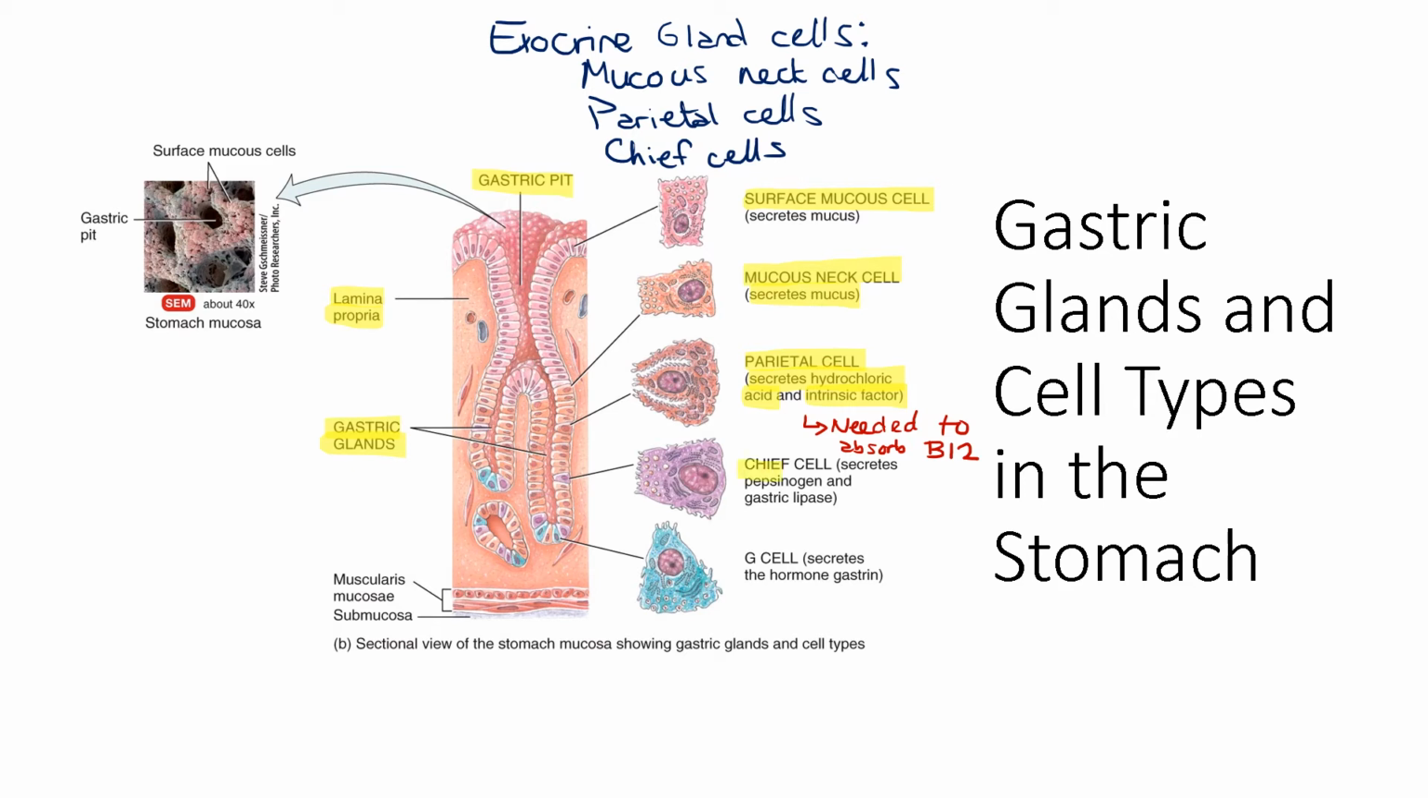And then the chief cells. These secrete pepsinogen, which we will talk about yet. And then they also secrete gastric lipase. Gastric lipase is very much like lingual lipase. They're both lipase enzymes that break down triglycerides. They're just found in different locations. Gastric lipase is found within the stomach, and lingual lipase is found in the mouth. Now it's the secretions of the mucous, parietal, and chief cells that form gastric juice.